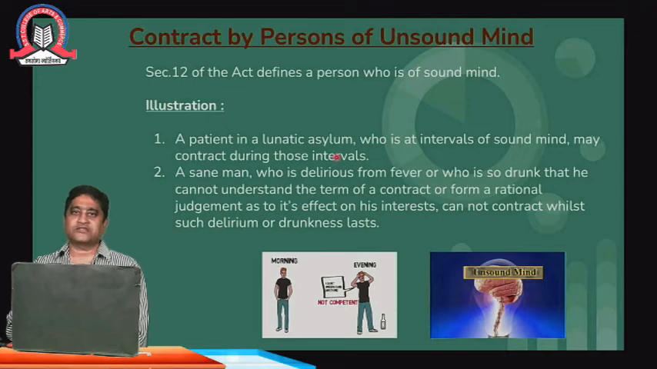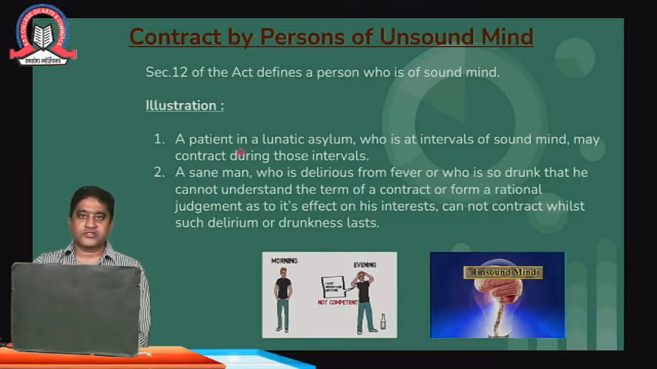The main essence of the contract is that the object of the agreement should be lawful, and the consideration obtained during this agreement should also be lawful. So lawful consideration and lawful object are also essential parts of the validity of the contract. Now coming to Section 12 of the Indian Contract Act 1872, which defines who is a person of sound mind, and who would be called a person of unsound mind.